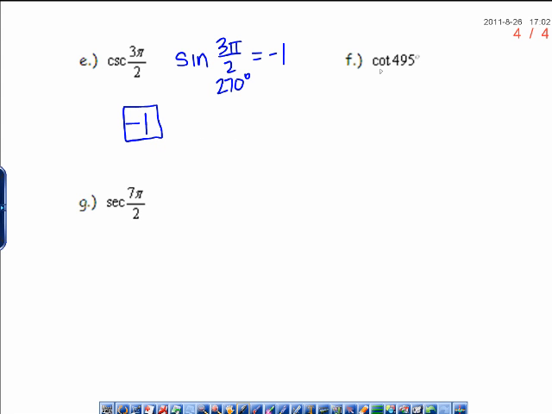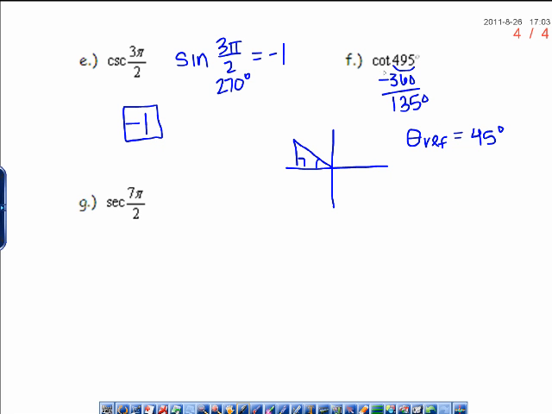Okay, let's look at F, cotangent of 495. I have a problem with 495. It's more than 360, so I'm not 100% sure which quadrant it's in. So I need to subtract 360 first, and I get 135 degrees. So let's put this in a quadrant. It's in quadrant 2. And if I draw my triangle and think about my reference angle in degrees, because that's what this problem is in, 180 minus 135 would be 45 degrees.